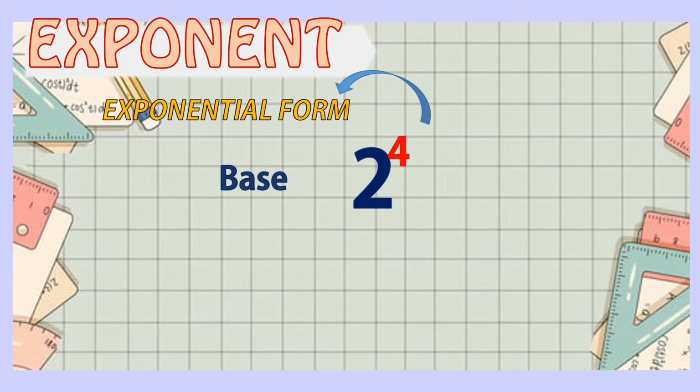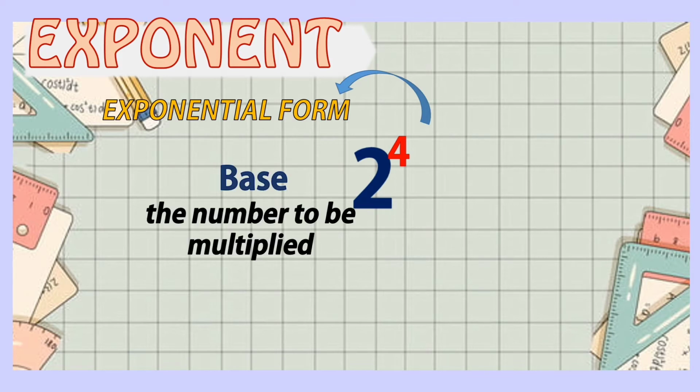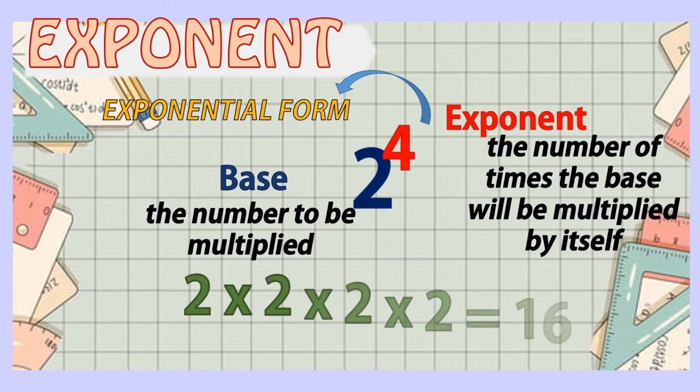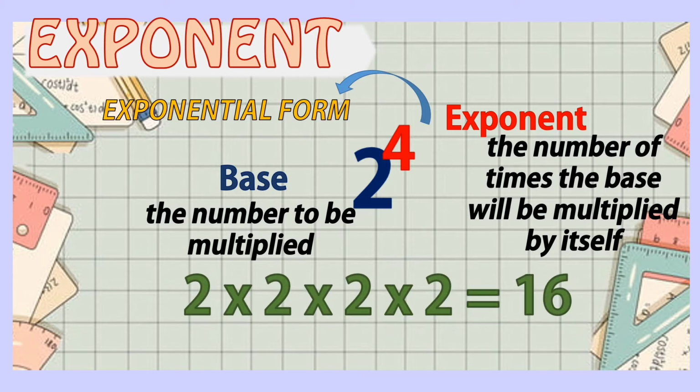2 is the base, which is the number to be multiplied, and 4 is the exponent, which is the number of times the base will be multiplied by itself. So 2 to the 4th power is also equivalent to 2 times 2 times 2 times 2, which is equal to 16.